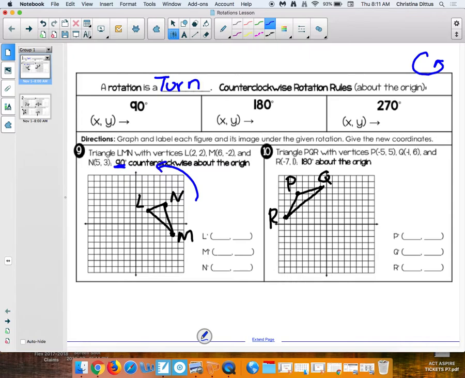Is that what we were doing yesterday? Does it rotate? Does it what?